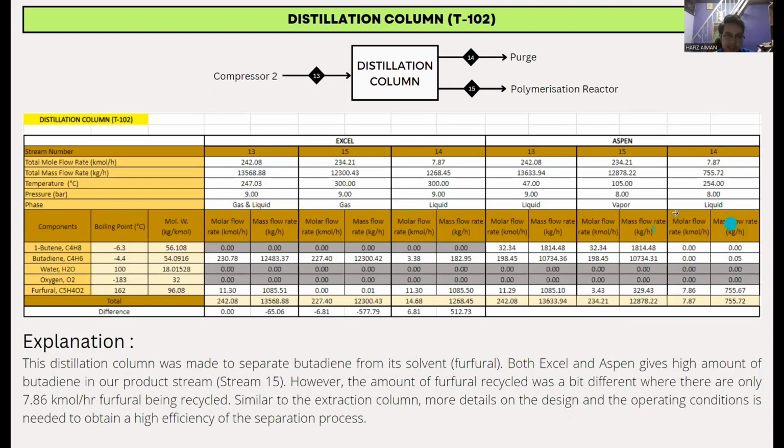So next is the distillation column. The distillation column was made to separate butadiene from its solvent, which is furfural. Both Excel and Aspen give a high amount of butadiene in our product stream 11. However, the amount of furfural recycled was a bit different, where there is only 7.86 kmol/hour of furfural being recycled. Similar to the extraction column, more details on the design and the operating condition are needed to obtain a high efficiency of the separation process. Right here is the significant difference between Excel and Aspen.